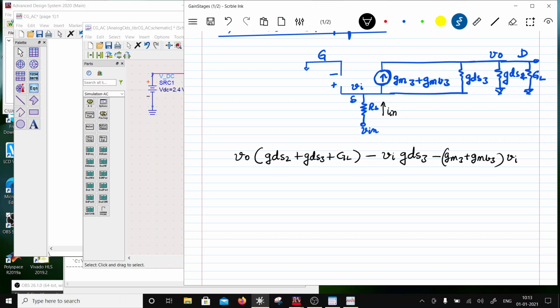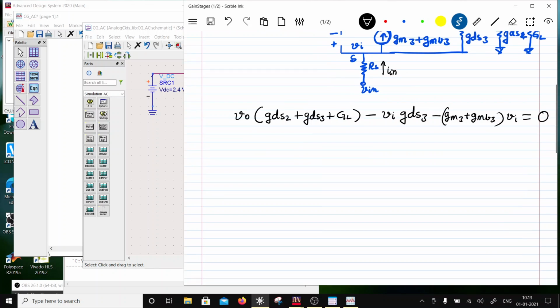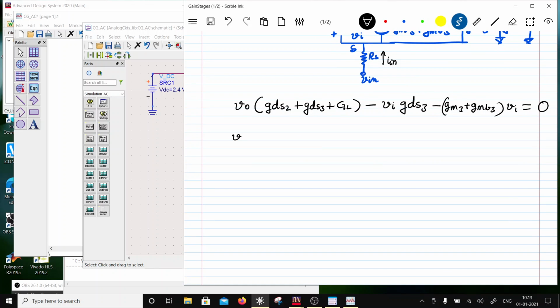Okay, so now this should be equal to 0. So that's the equation. That means that VO over VI is equal to (GM3 plus GMB3 plus GDS3) divided by (GDS2 plus GDS3 plus GL).